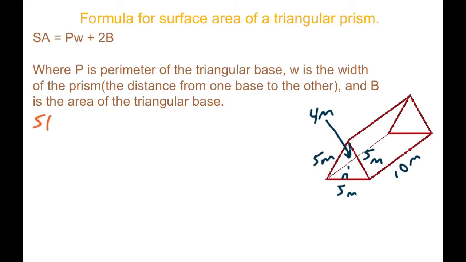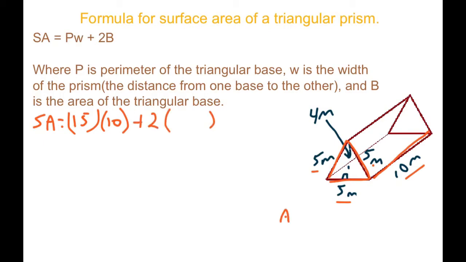So surface area equals the perimeter. That's the distance around the triangle. So that's our perimeter. 5, 5, and 5. They're all the same. So add up 5, 5, and 5. I get a perimeter of 15. Width, remember that's this distance here, is 10, plus 2 times the area of the base.